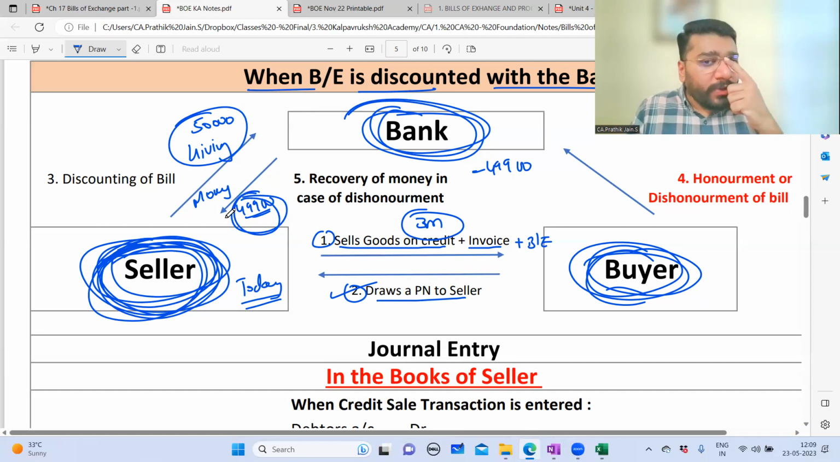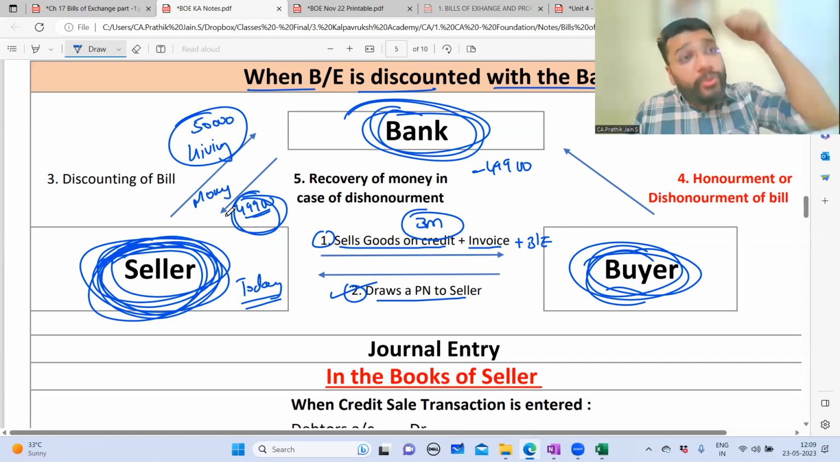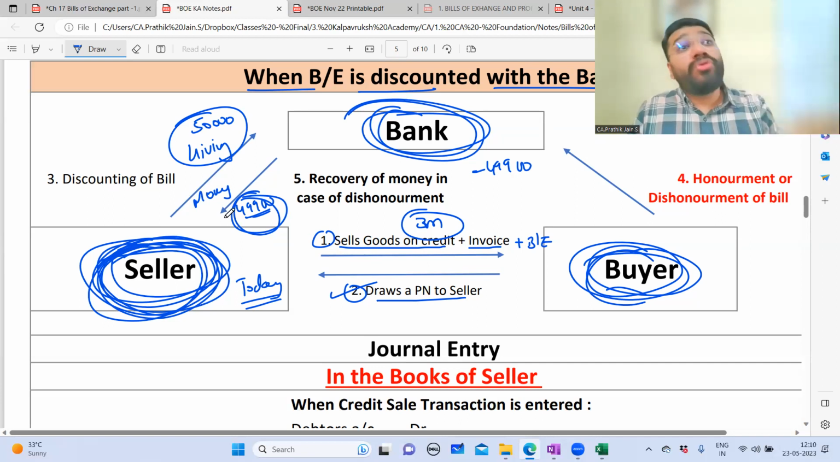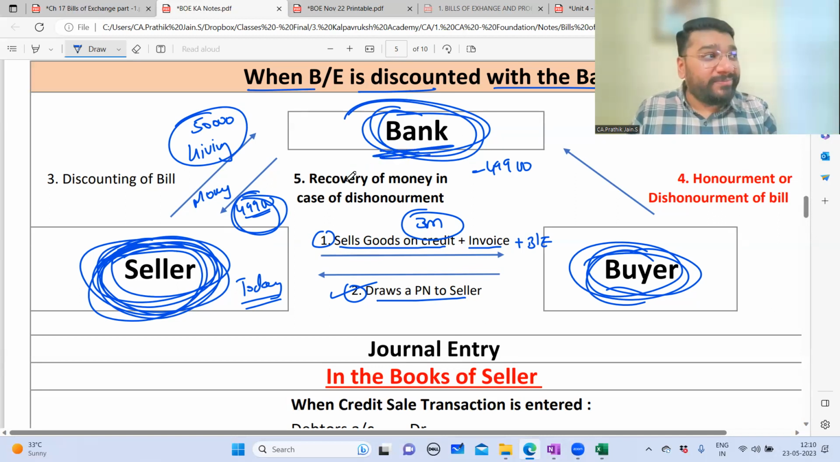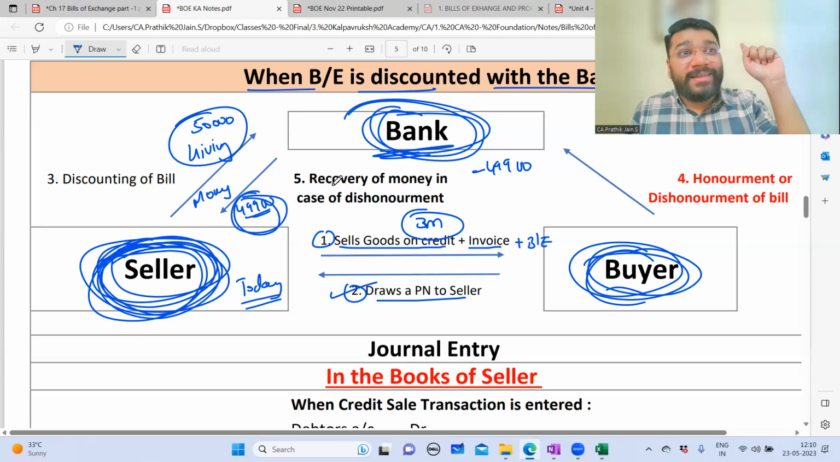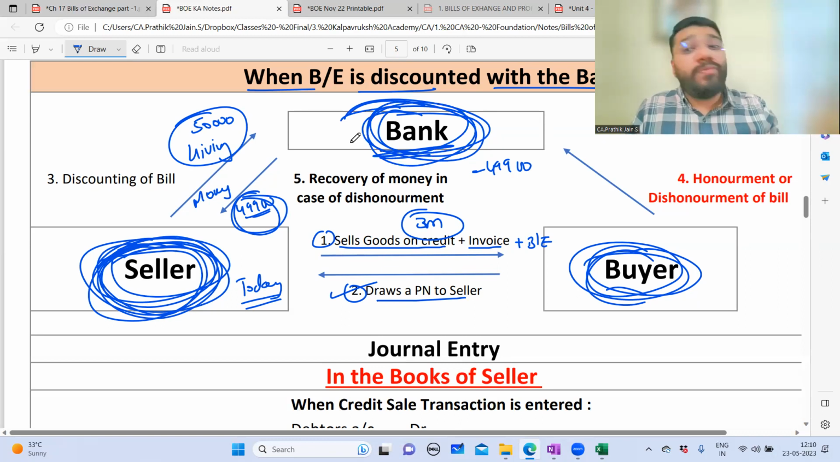Now, what will happen? On the due date, the maturity date, who is the holder of the bill now? The bank is the holder of the bill. Who is the bearer of the instrument? Bank. So, do you remember bills of exchange? Give this money to the bearer of the instrument. Now the bearer of the instrument is the bank. So who will go to the buyer and get the money? Banker. So the banker will go to the buyer and get the money.